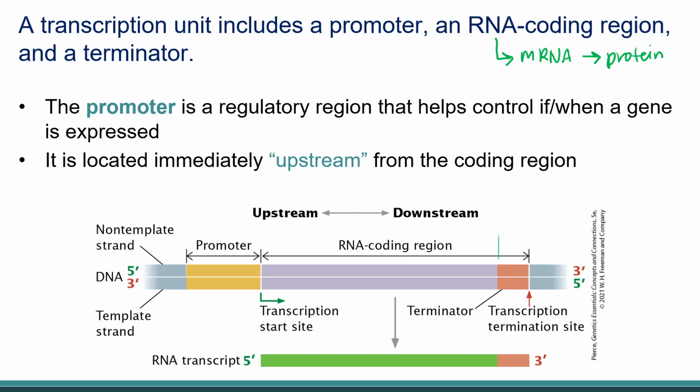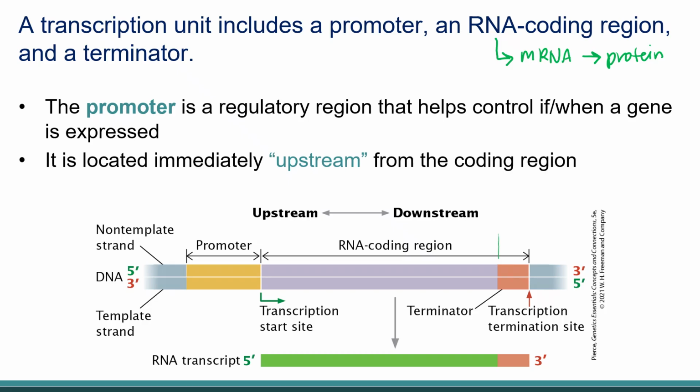So the termination site is going to signal the end of the messenger RNA, but also within that termination site, there's going to be a terminator. The terminator is going to be the stop region for translation. So within this transcription termination site, we've got the end for both the messenger RNA and then the protein that we're going to produce at the end.